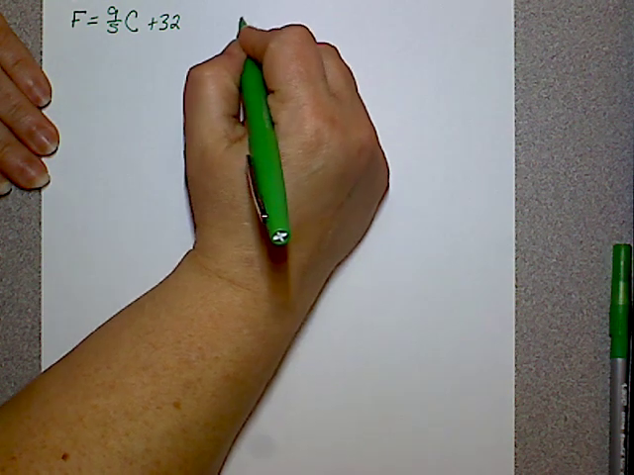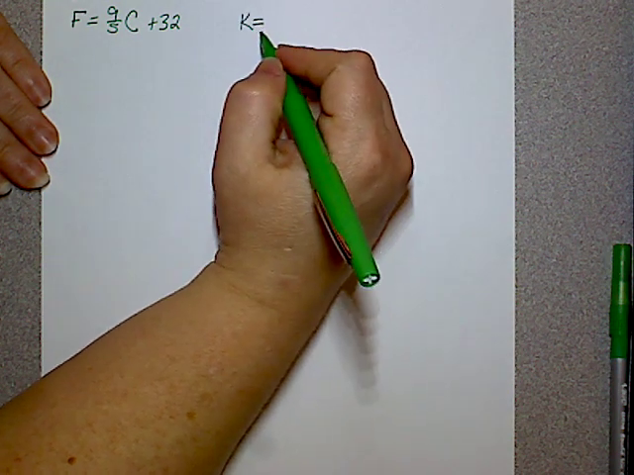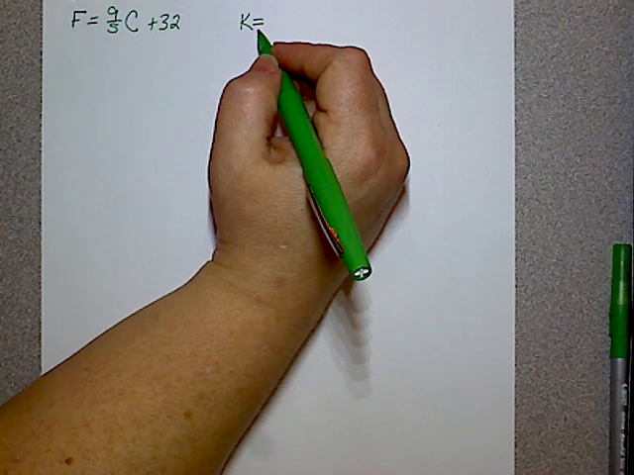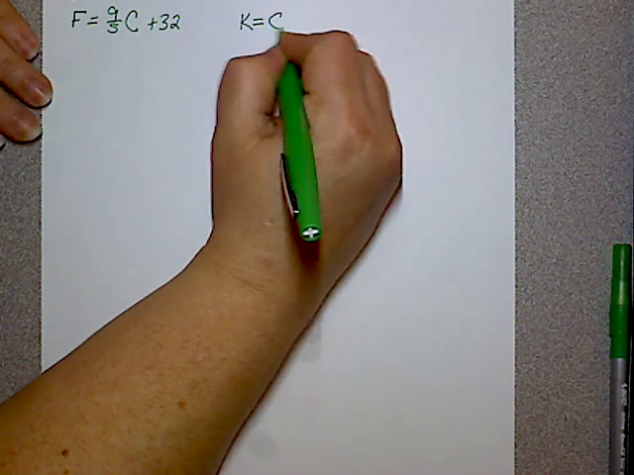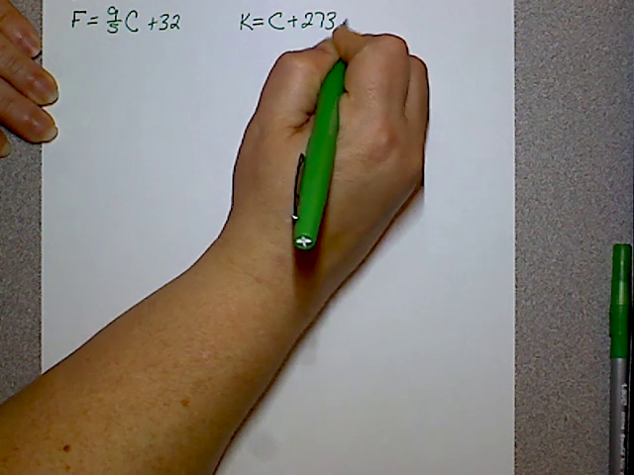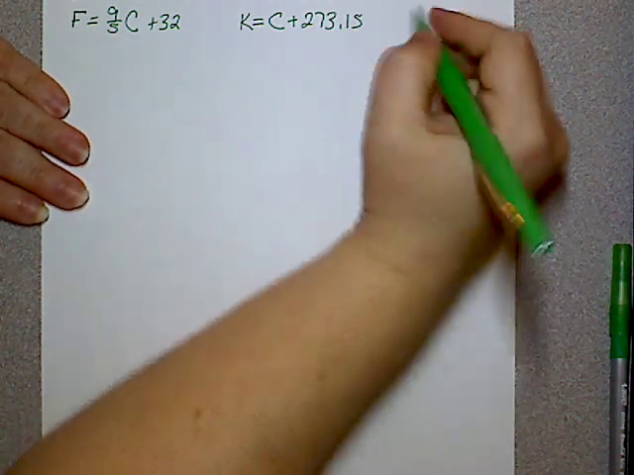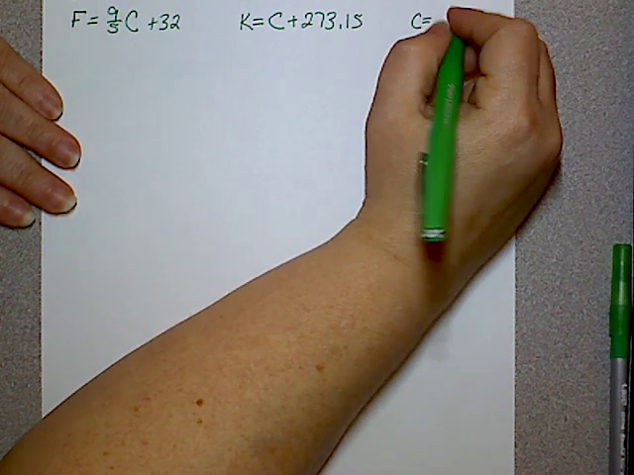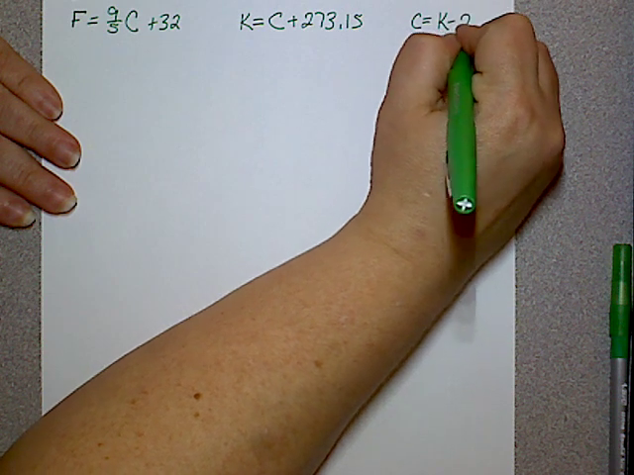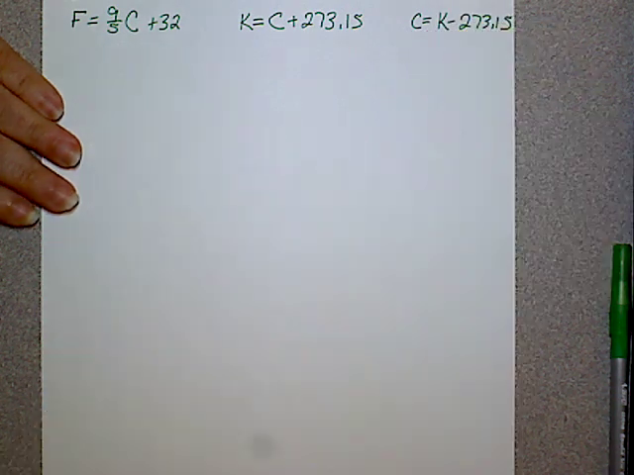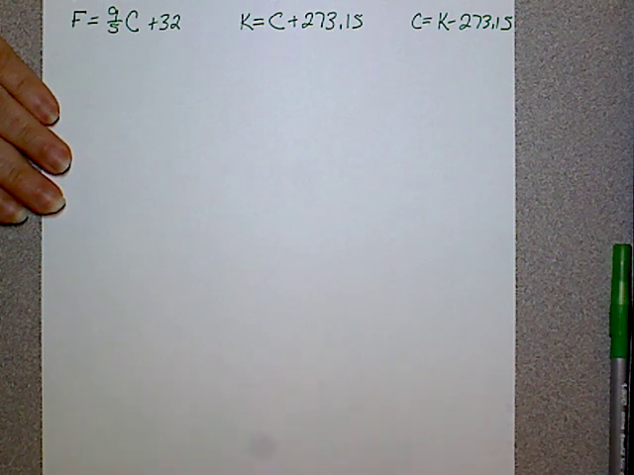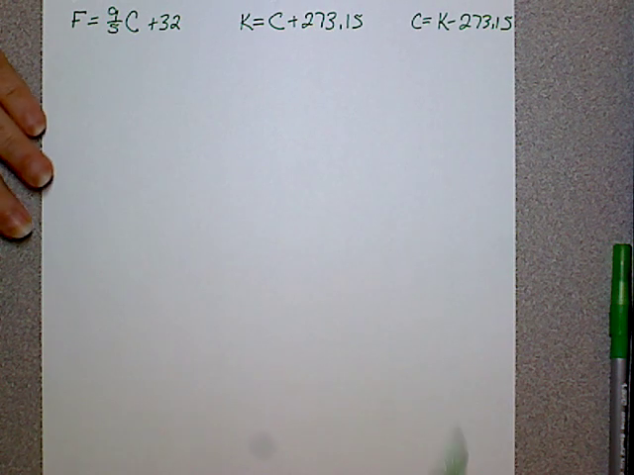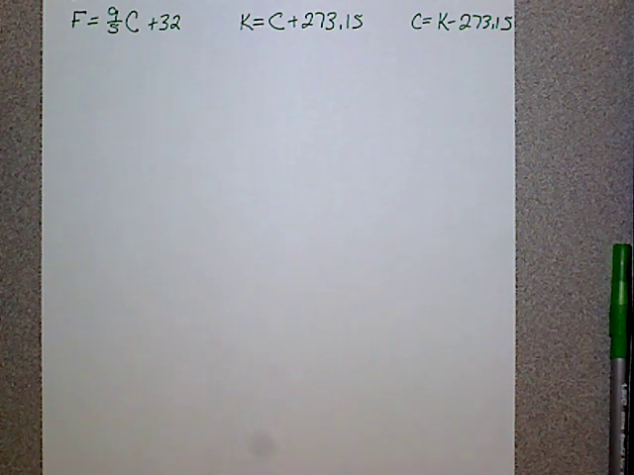It also gives you Kelvin. So Kelvin equals C plus 273.15. And then it gives you C equals K minus 273.15. So those are the three formulas that are on your homework page. You will also need the formula to go from Fahrenheit into Celsius. Read the article to find that formula and go through the explanations of that.